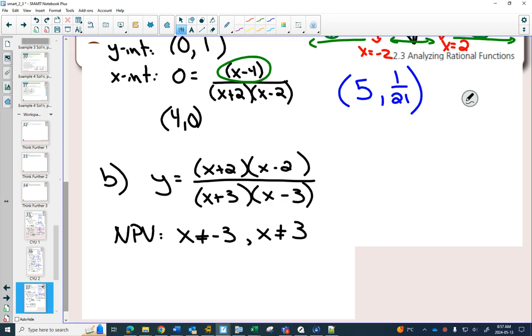And now we have to determine, are those going to be holes, or are they going to be vertical asymptotes? Again, you would have a hole if a non-permissible value cancels and goes away. In this case, those non-permissible values stay. So we would have a vertical asymptote at x equals negative 3 and x equals 3.